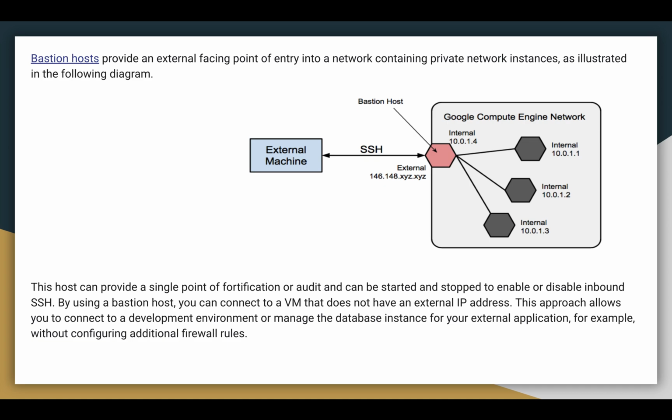By using a Bastion host, we can connect to a VM that does not have an external IP address. This approach allows us to connect a development environment or manage the database instance for your external application, for example, without configuring additional firewall rules. In simple terms, a Bastion host is a server whose purpose is to provide access to a private network from an external network such as the internet. Because of its exposure to potential attack, a Bastion host must minimize the chances of penetration. Yes friends, now we are going to do this demo.